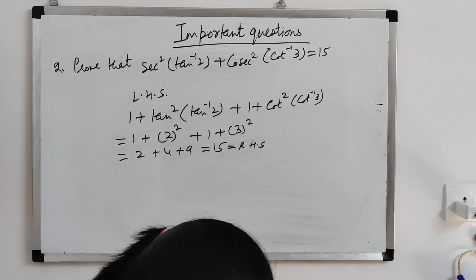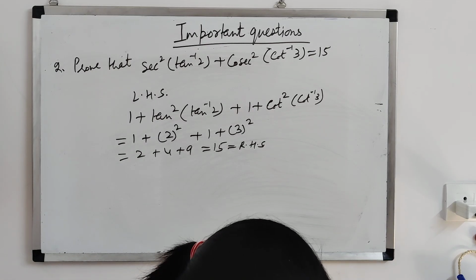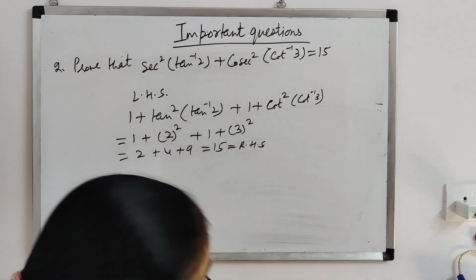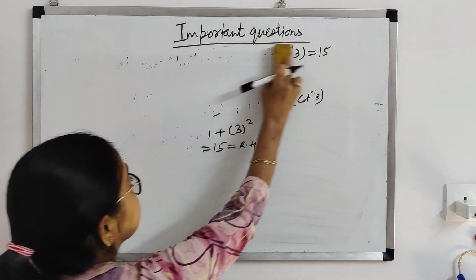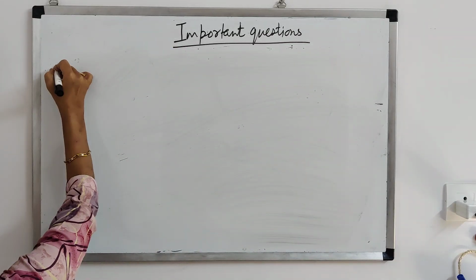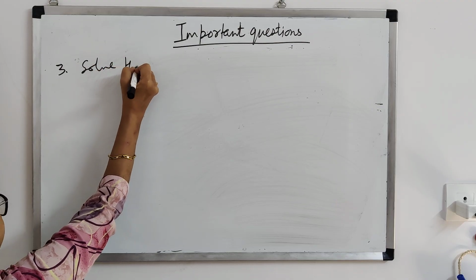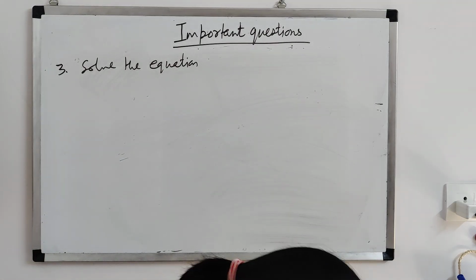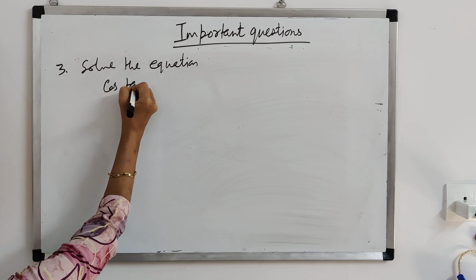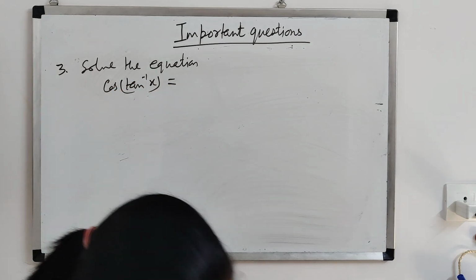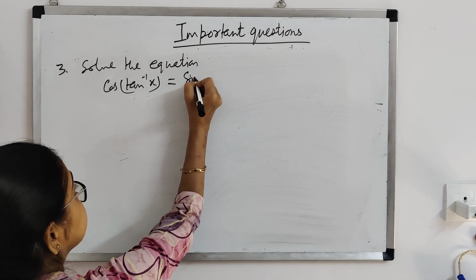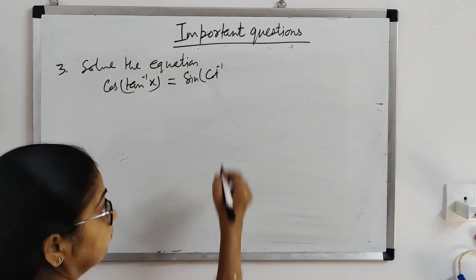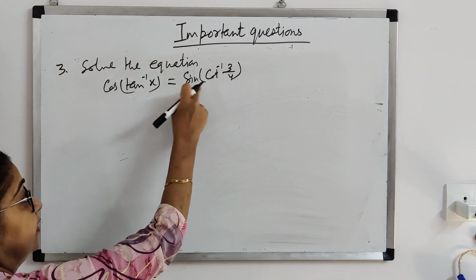Let us come to the next question. Solve the equation cos tan inverse x is equal to sin cot inverse 3/4. Here it is tan and here it is cot.